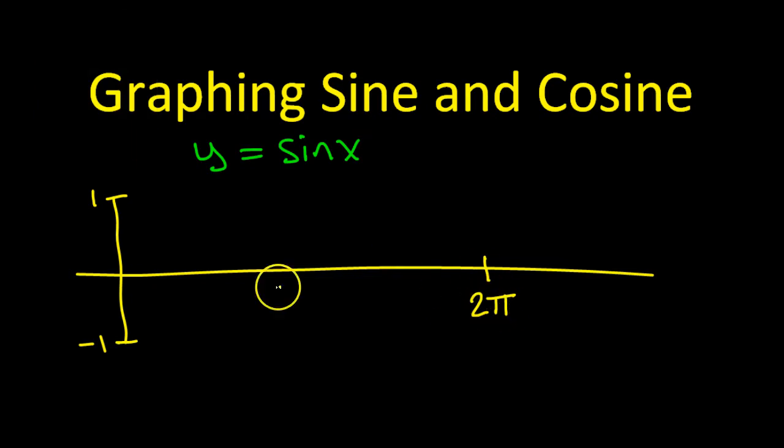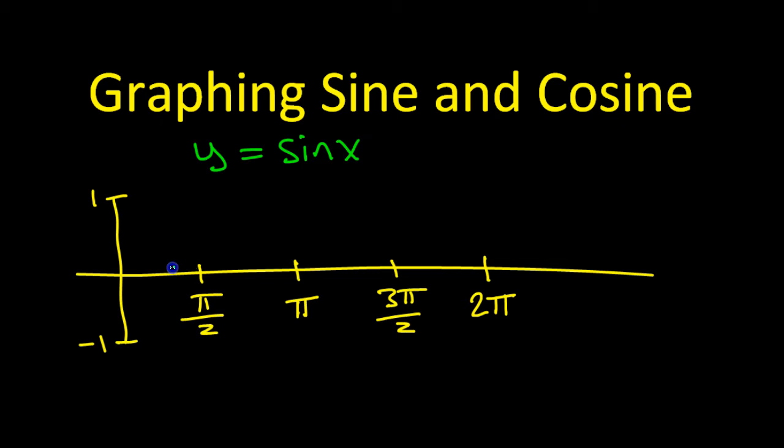So here's 2 pi. Right in the middle will be pi. Half of that will be pi over 2, and in between these two will be 3 pi over 2. This is your classic sine graph.